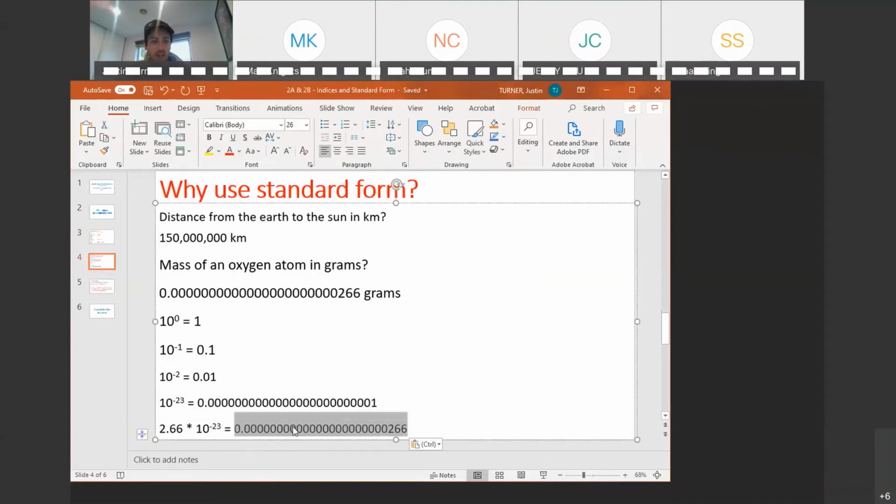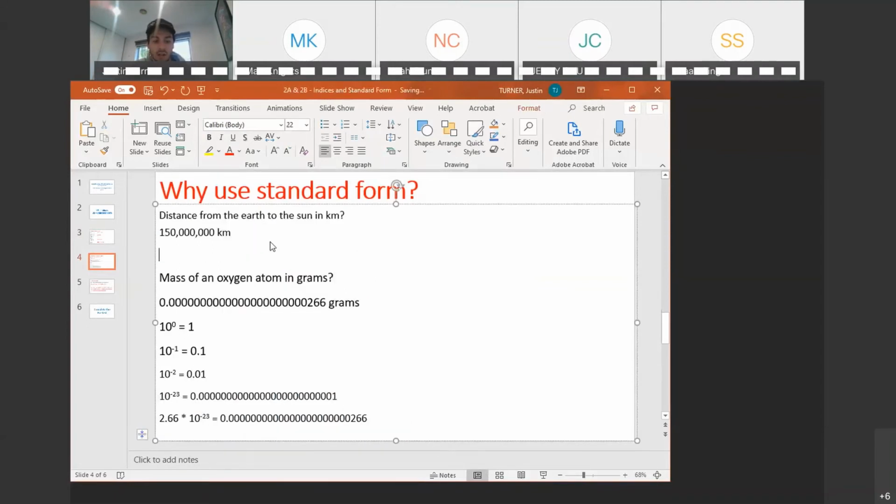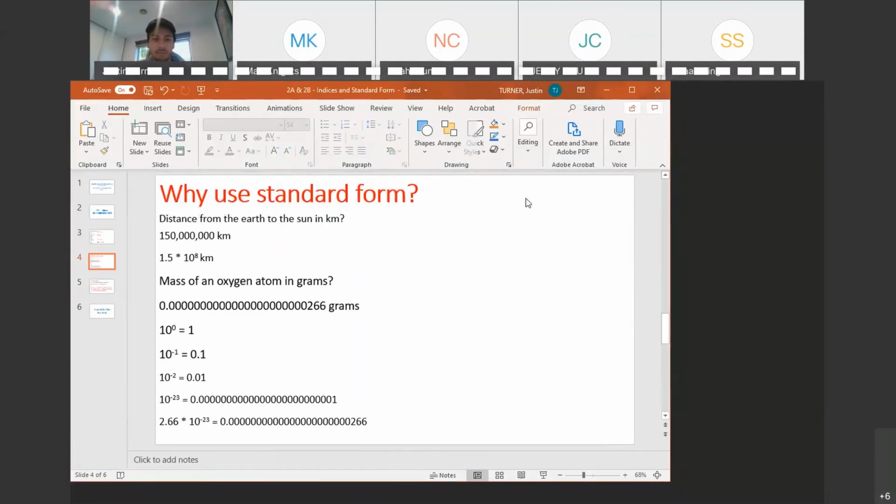In a similar way, going the other way, this one could be 1.5 times 10, I think it'll be 10 to the power of 8 kilometers. So again, writing 1.5 times 10 to the 8 is a lot easier than writing 150 million. That's why we use standard form, and that's what it is. It just makes writing really large or really small numbers a lot easier.